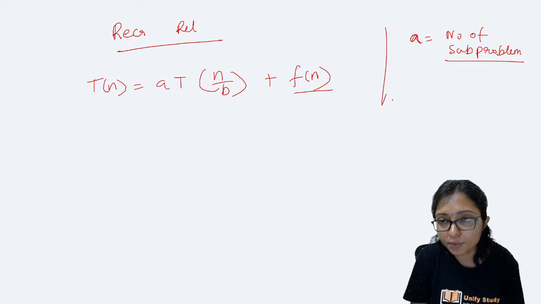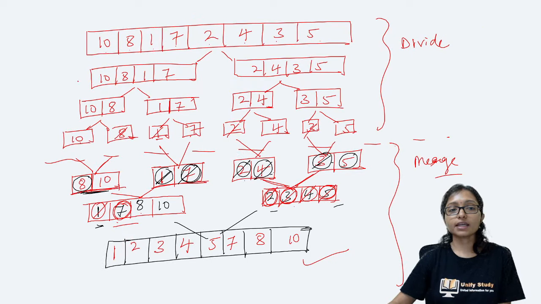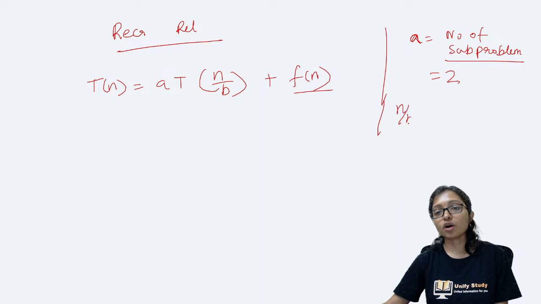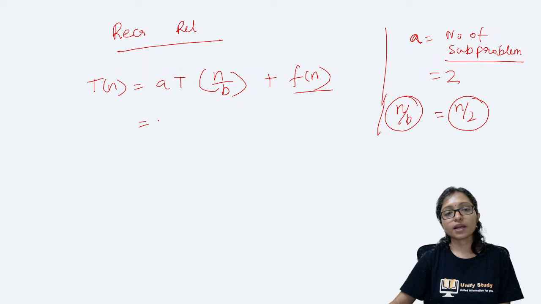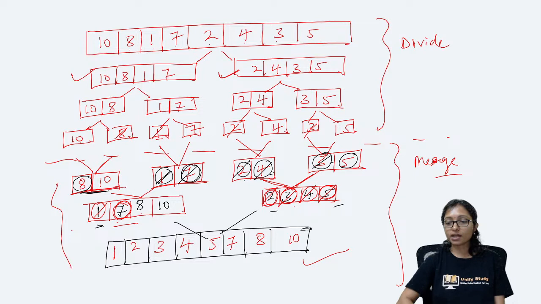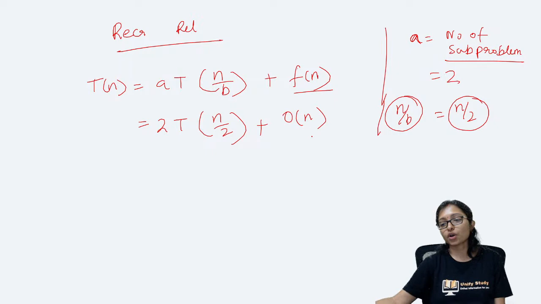Okay, so a is the number of subproblems. At a time we are taking 2 subproblems, that's why the number of subproblems is 2. What is the value of n by b? Every time we are dividing into half, n by 2. That's why it is 2T(n/2) plus the time to combine. Whenever you are combining, how much total time is required? Total time required is order of n, plus c.